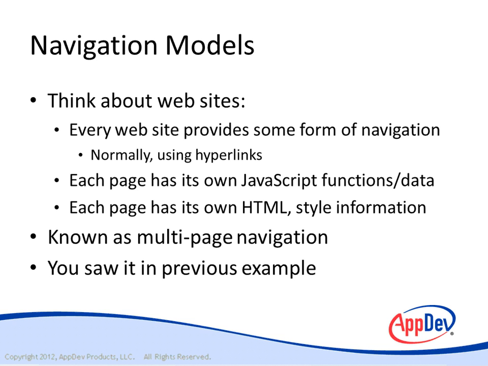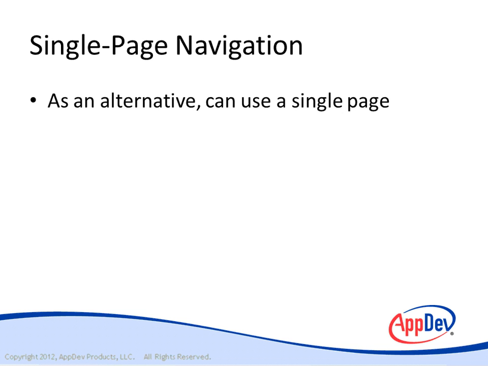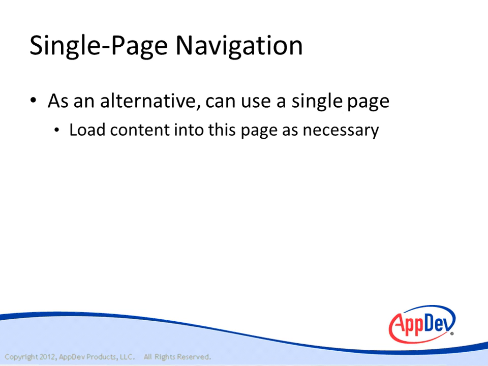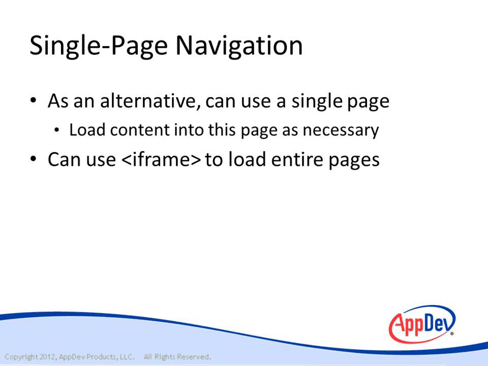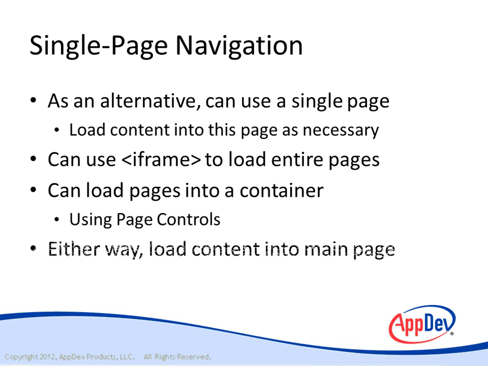That was MultiPage Navigation. As an alternative, you can use a single page, and you load content into that page as necessary. You can use iframe, as you saw in that last example, to load entire pages into that target frame. You can load pages into some sort of container in Metro-style apps using page controls. Either way, you're loading content into the main page, and that's a good goal to succeed at when building Metro-style applications.